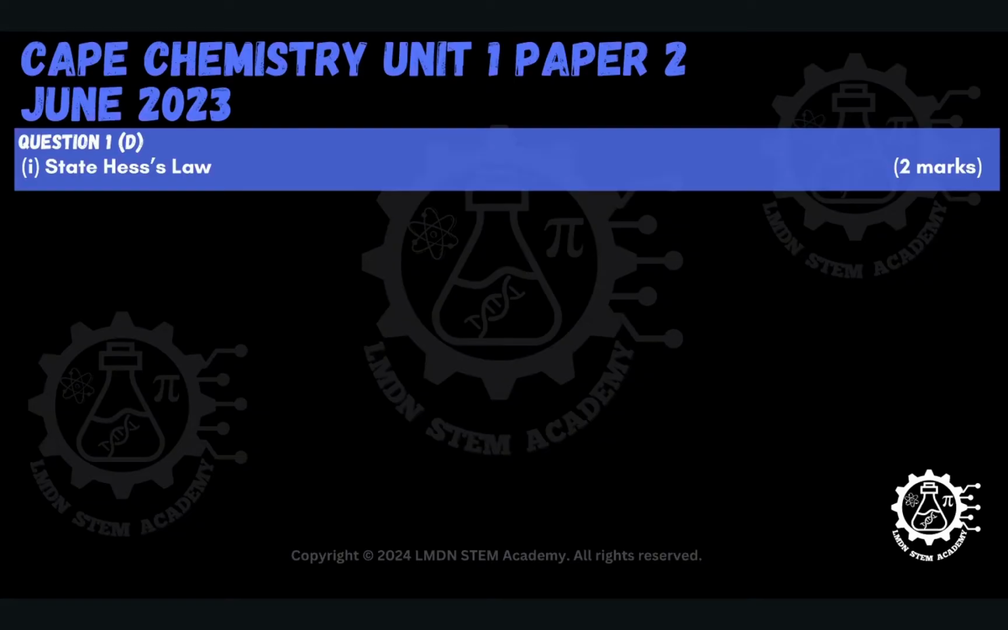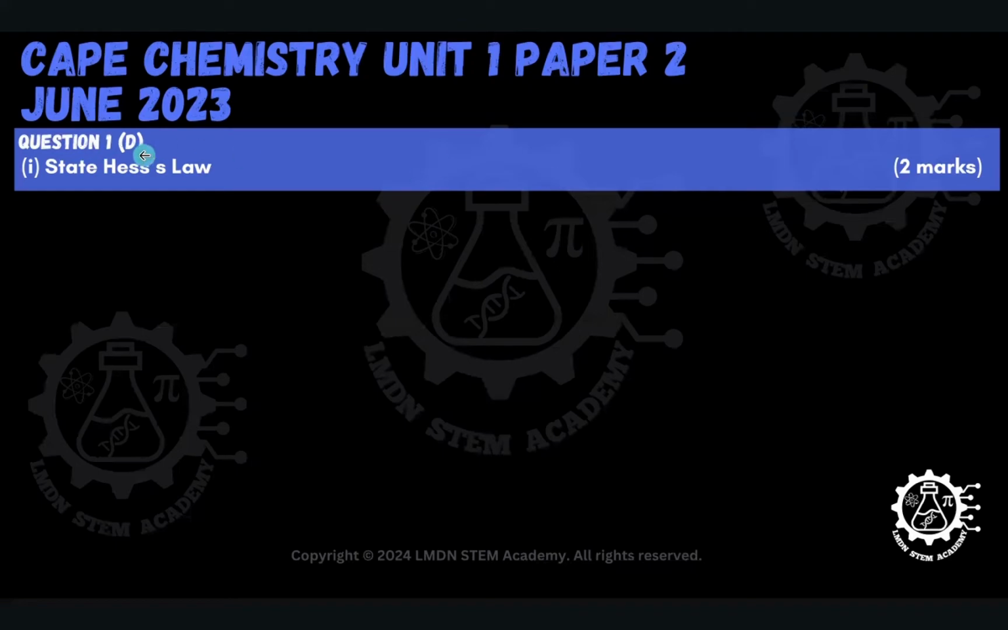In this video, we will be working through the CAPE Chemistry Unit 1 Paper 2 from June 2023. We will be working through a Module 1 question from the area of energetics, which focuses specifically on the topics of Hess's law and Born-Haber cycles. So let's get into it, okay?